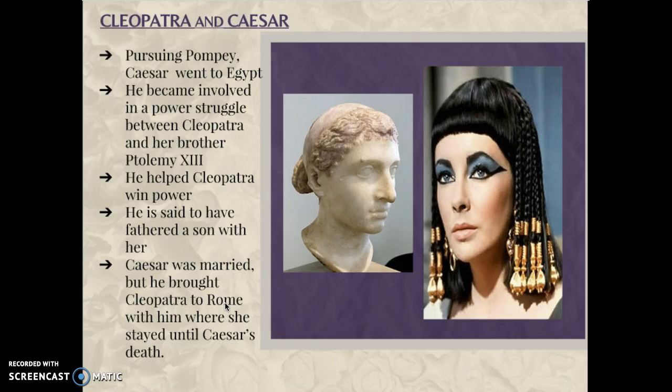So now we get into some intrigue, some romance. When Caesar was pursuing Pompey into Egypt, he finds himself in a power struggle between Cleopatra and her brother Ptolemy the 13th. Remember, this is part of the Hellenistic Empire, right? When Alexander's empire fragments, these are the descendants of those rulers. And so he joins sides with Cleopatra, and they have a son together. And even though Caesar is married, he brings her back to Rome, and she stays there until Caesar's death.